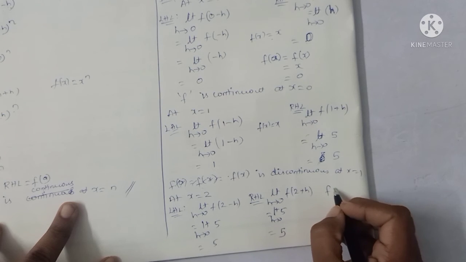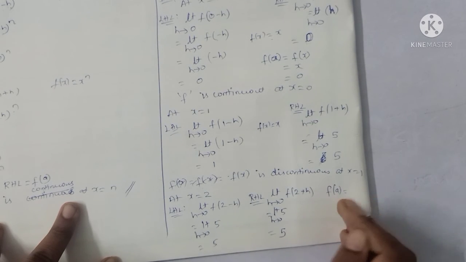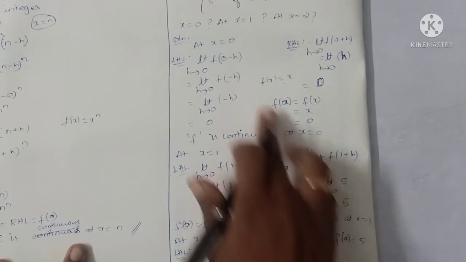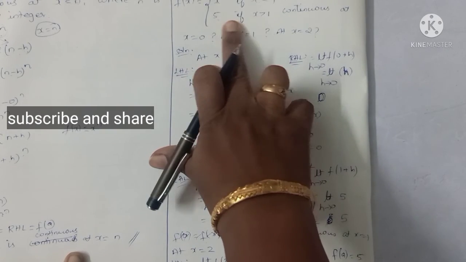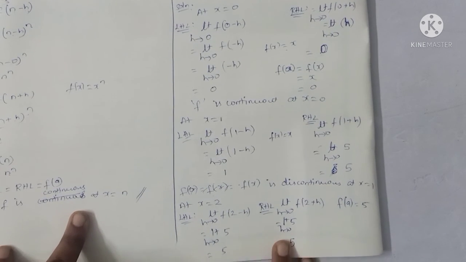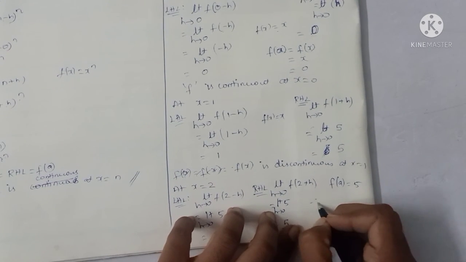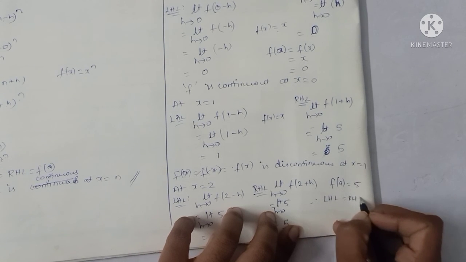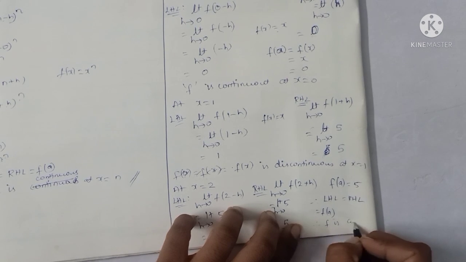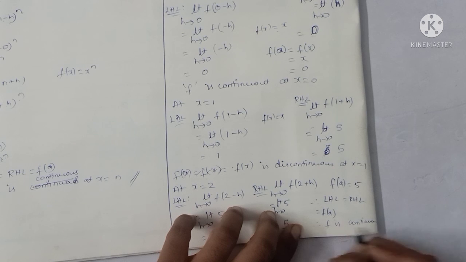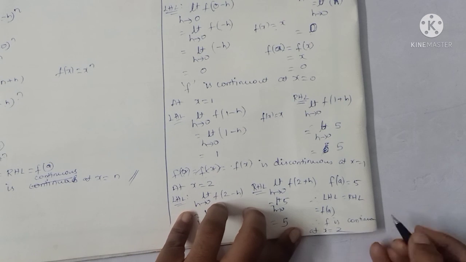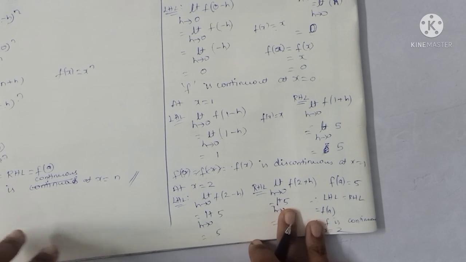And then f of a is equal to f of x. So f of x will be obviously 5, because f of a is nothing but f of x. The function is already 5. For x greater than 1 it is 5. So f of a is also equal to 5. So left hand limit is equal to right hand limit is equal to f of a. Therefore f is continuous at x is equal to 2. So this is the answer for sum number 5.